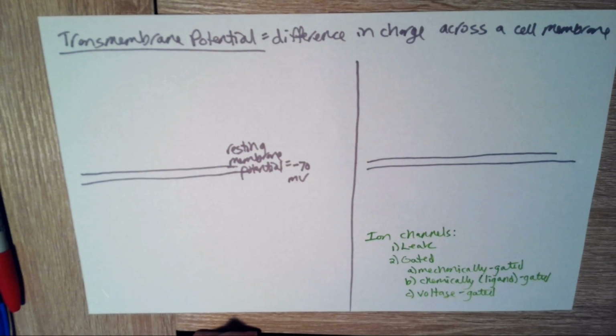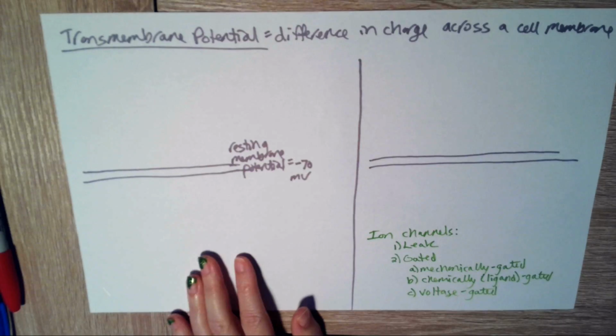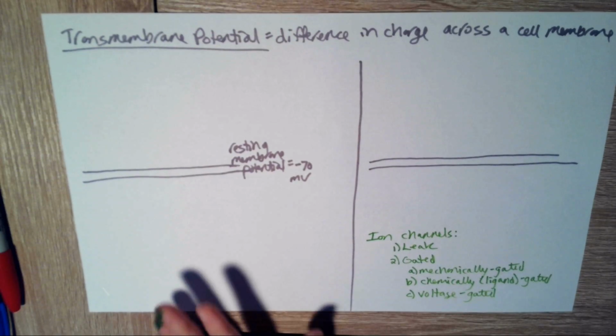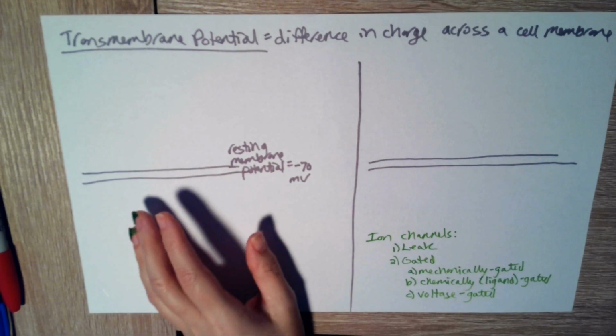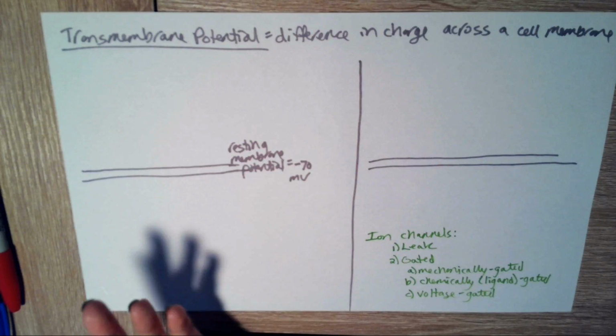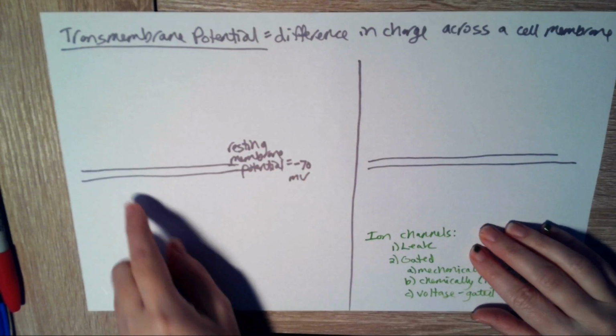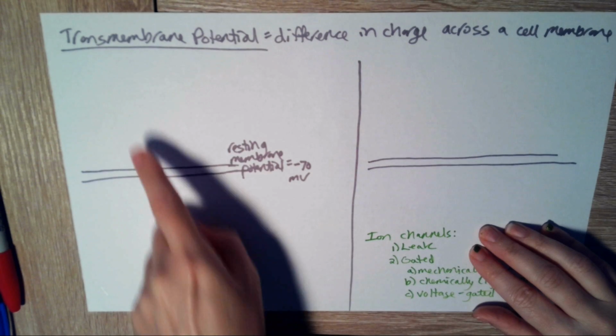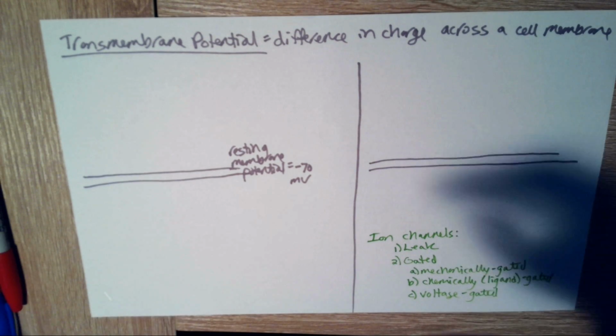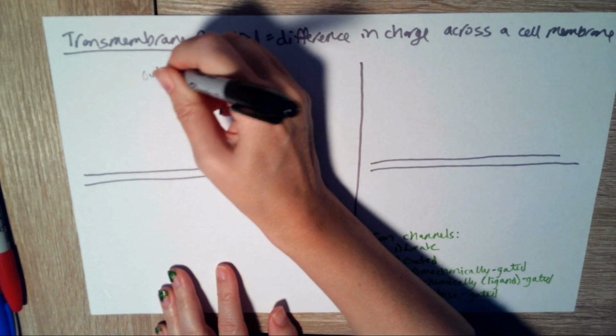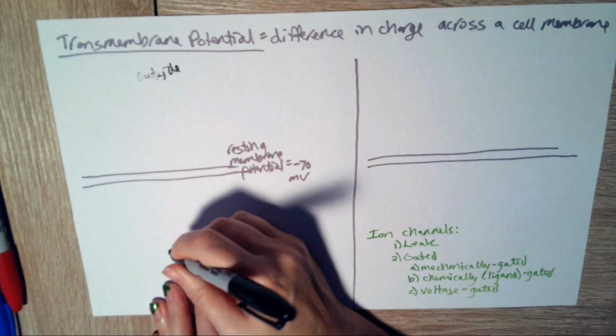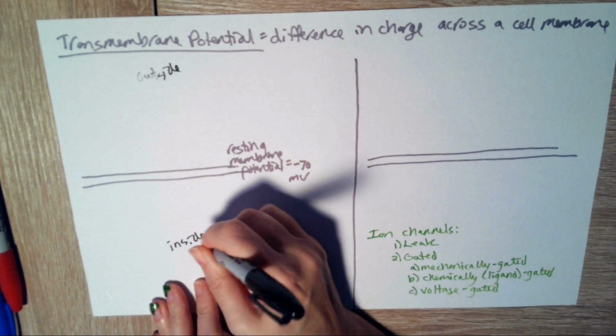So anytime your neurons have an action potential or don't have an action potential, anytime your muscles contract, anytime a gland secretes, it has to do with this membrane potential. And this transmembrane potential is a difference in charge across the cell membrane. So the way I am going to be drawing it is, here's the cell membrane. This will be outside the cell, and in here will be inside the cell.